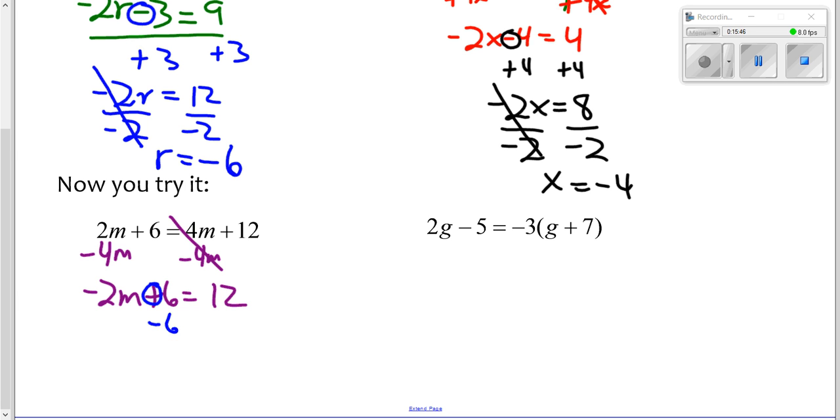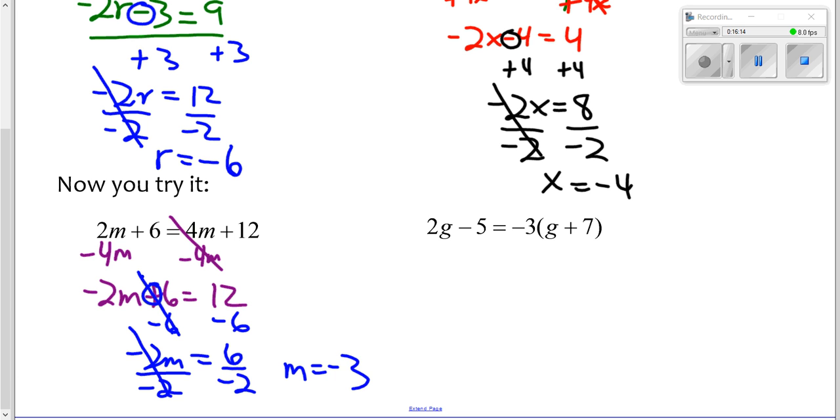I'm going to use subtraction. I get negative 2m. These went away. 12 minus 6 is 6. And then I'm dividing now by what's in front of the variable, so it's a negative 2m. They go away, but it leaves me with positive m. And a positive divided by a negative is negative, and 6 divided by 2 is 3.